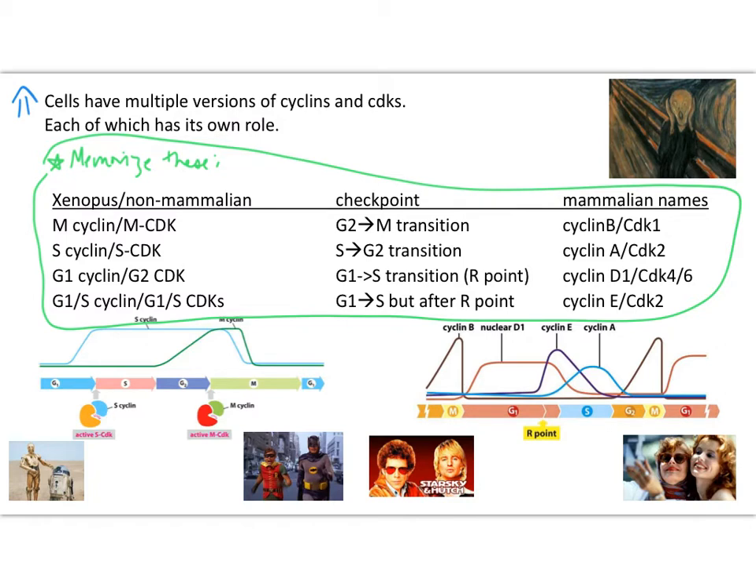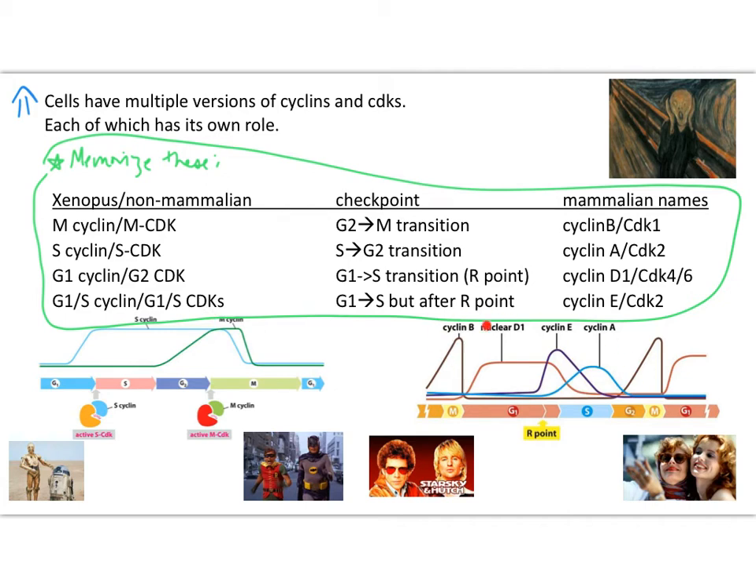On the other hand, for the M cyclin, M cyclin is paired up with M CDK, and while these have similar shapes, notice that they're different colors from the other cyclin CDK. And so M cyclin, when it's at high levels here, means that it has a high likelihood to be bound to M CDK, and that means that the M CDK is at its highest level of activity when its corresponding cyclin is at its highest level of activity.